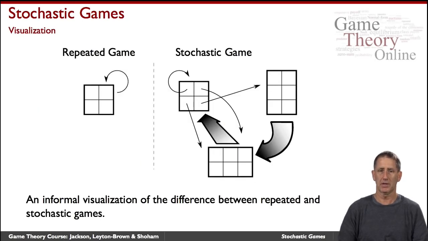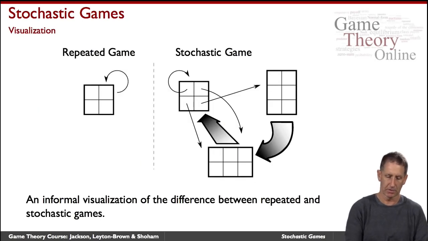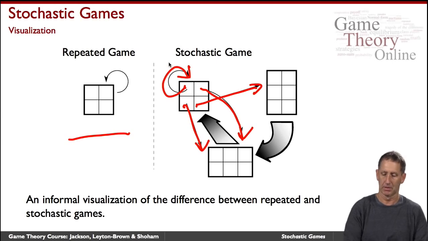A graphical way to look at it is here. If this here is a repeated game where you play the same game over and over again, here you play the game, and then if you happen to play this, you'll transition to this game. If you happen to play this, you'll maybe transition to the same game. If you play this, you'll transition here. If you play this, maybe you'll play this game again. And so on. From each game, you transition probabilistically to other games. This is a stochastic game.